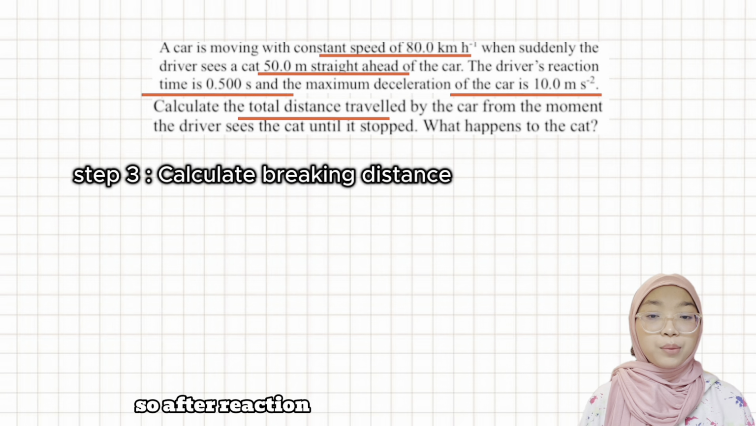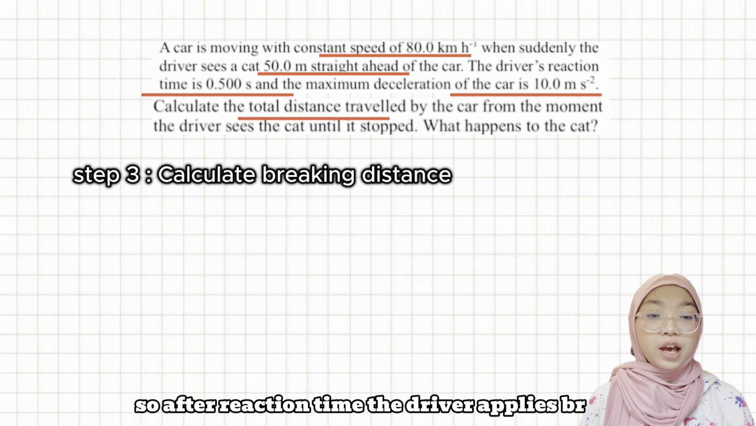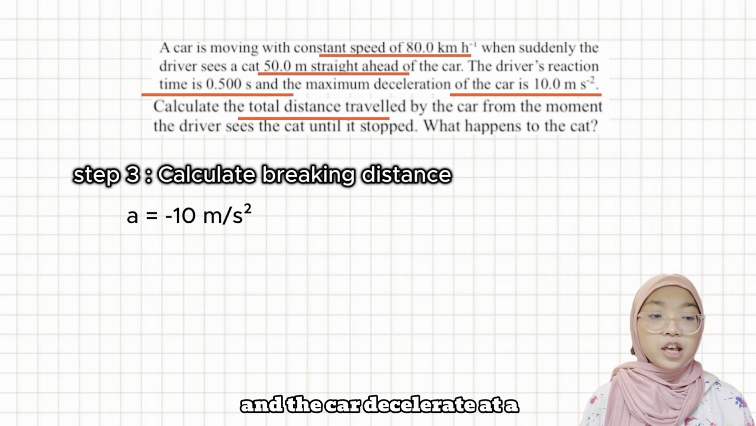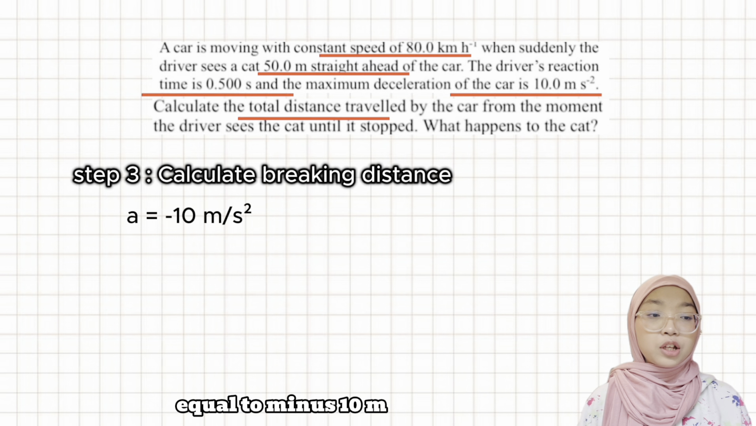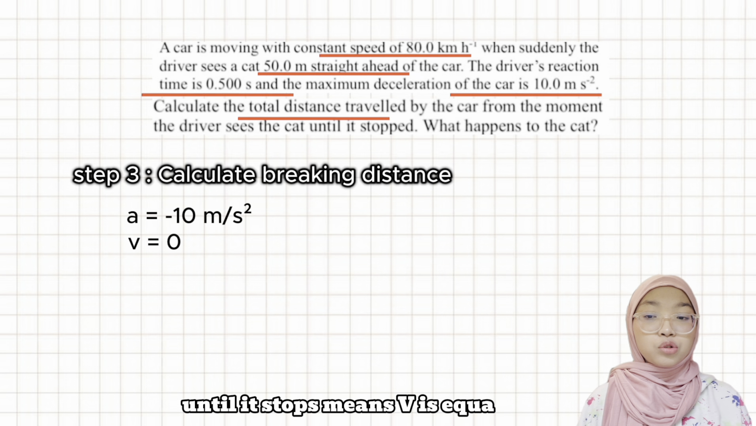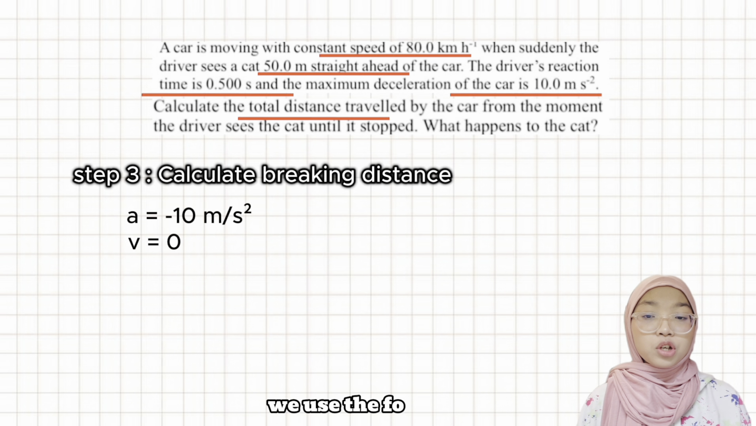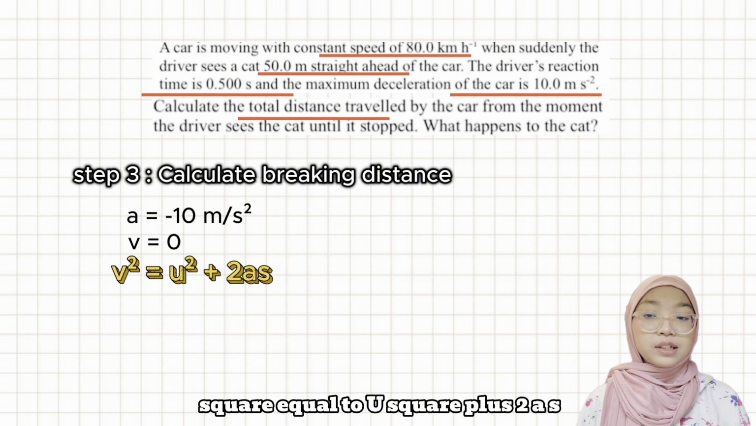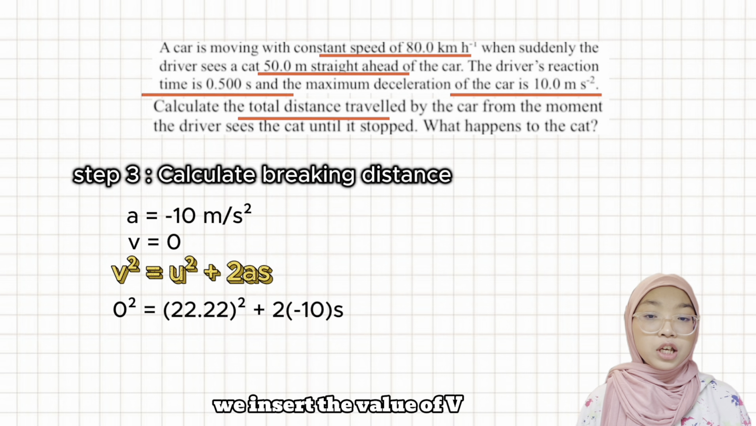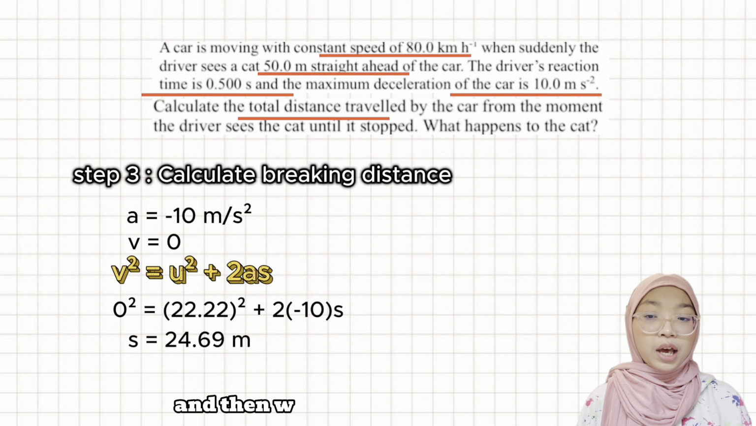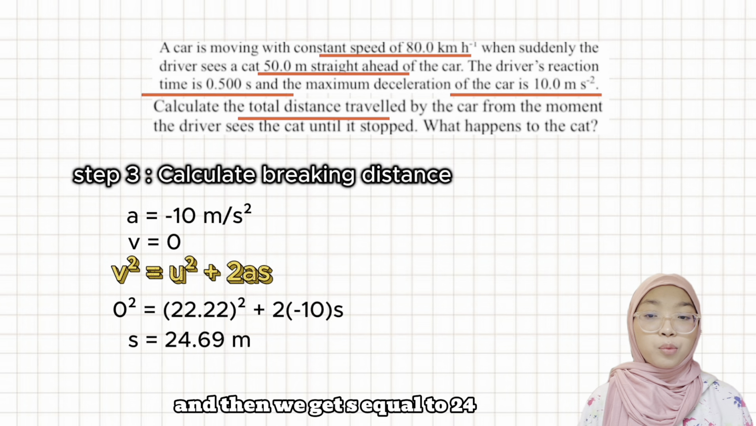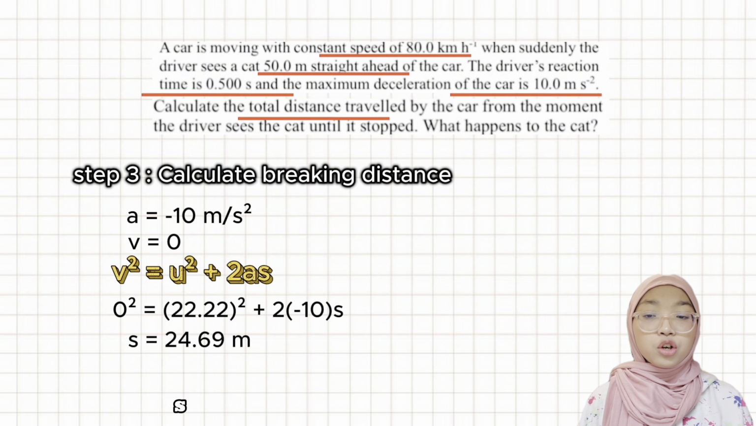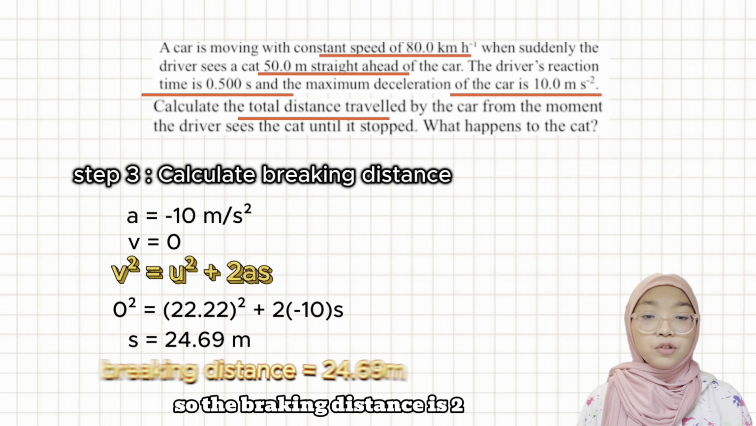Next, calculate the braking distance. After the reaction time, the driver applies the brake and the car decelerates at a = -10 meters per second squared until it stops, meaning v = 0. We use the formula v² = u² + 2as. We insert the values of v, u, and a, and then we get s = 24.69 meters. So the braking distance is 24.69 meters.